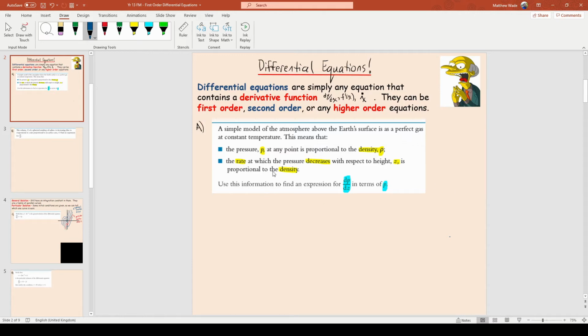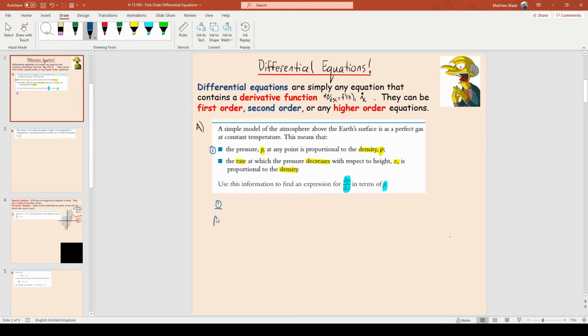Okay, so here we go. We've got two bits of information, which is kindly laid out for us with bullet points. It says the pressure at any point is proportional to the density. Okay, here's what it's telling us. I'm going to call this, I don't know, 1. That can be point 1. Okay, on point 1 it's telling us this.